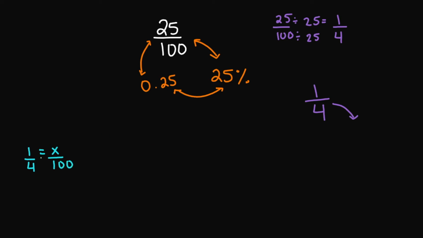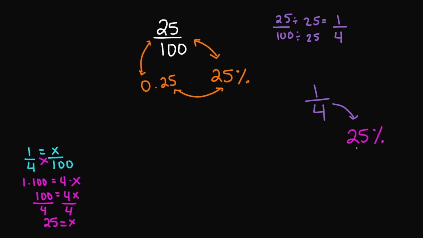And I'm going to cross multiply. So 1 times 100, and then 4 times x. 1 times 100 is 100 equals 4x. Divide both sides by 4. 100 divided by 4 is 25, and that's going to equal x. So as a percentage, this is going to be 25%.